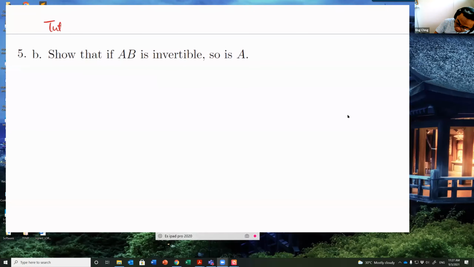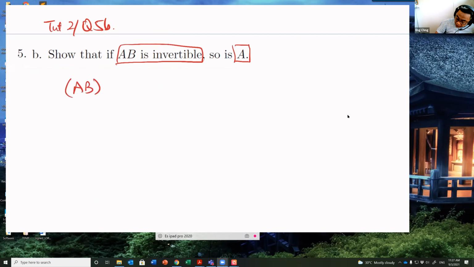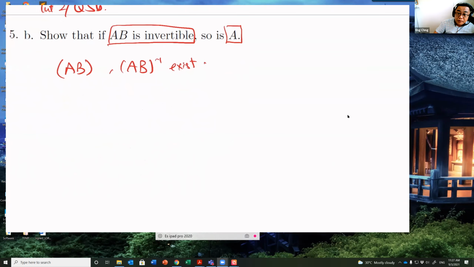Right. We are done with tutorial 2, Q5B. AB is invertible. A must be invertible. Okay. So what do we do? So AB minus 1 exists. We let C equal to AB minus 1 first. So we have AB multiplied by C. Of course, this is I, it's obvious.